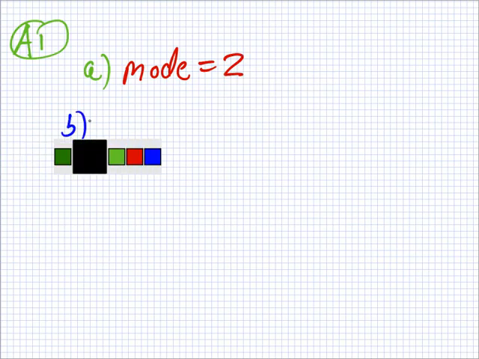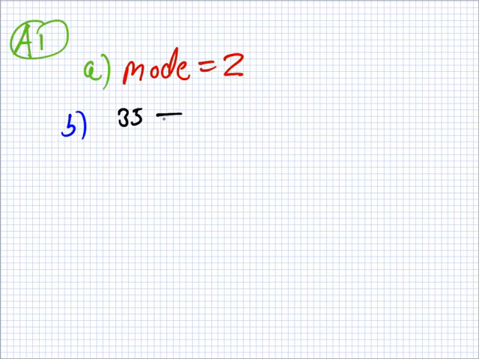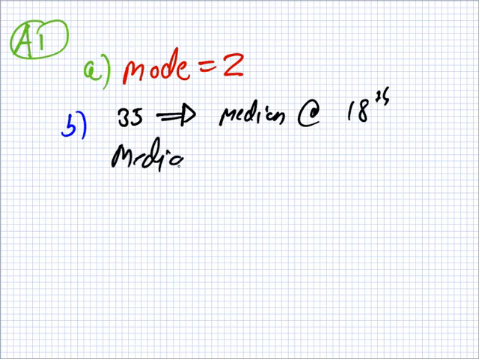Okay, and then the b part, the median. So there's 35 people, so that would mean that the median is at the 18th person. So the 18th person will be in 2 as well. So the median is equal to 2. So that's fine for A1.